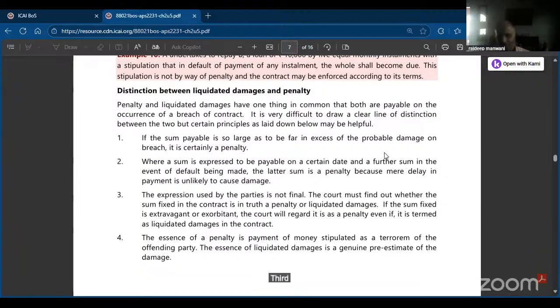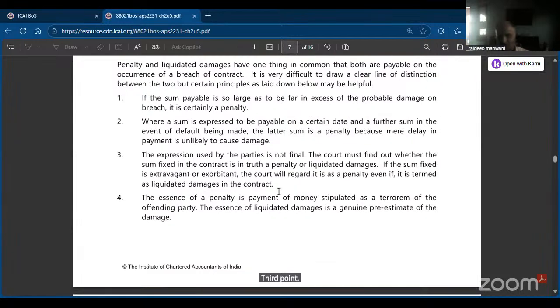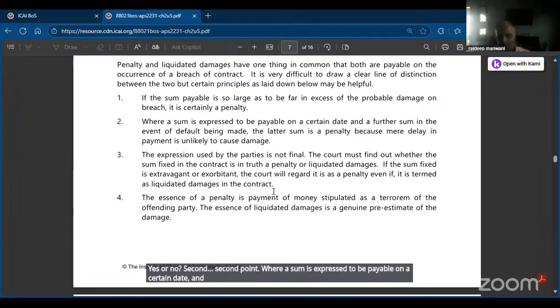Third point. Second point, where a sum is expressed to be payable on a certain date and a further sum in the event of.